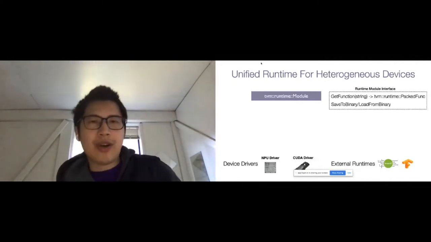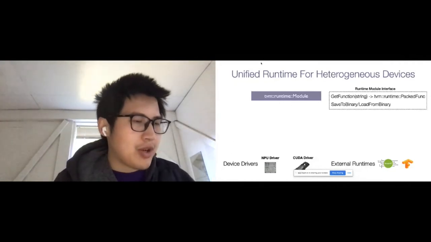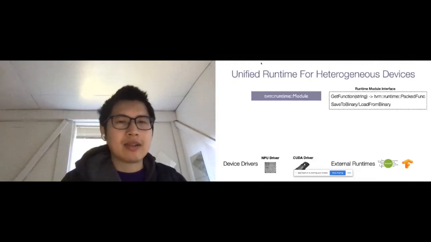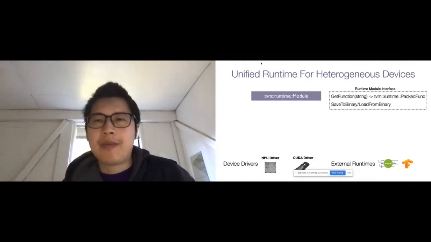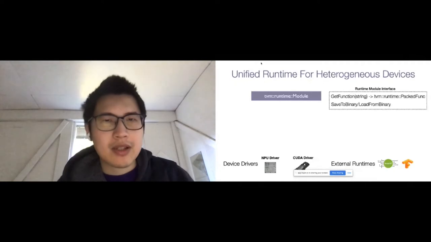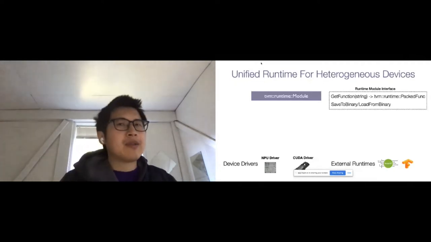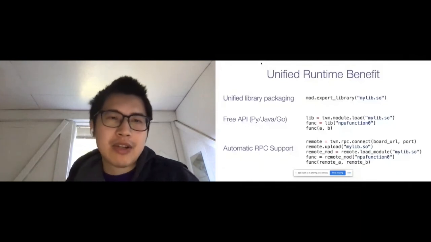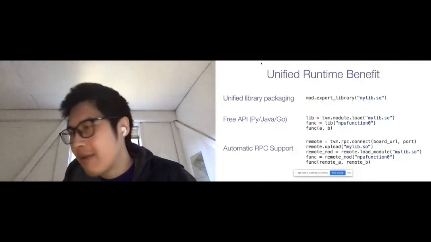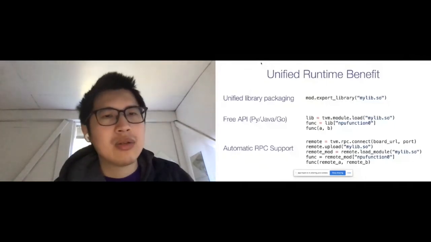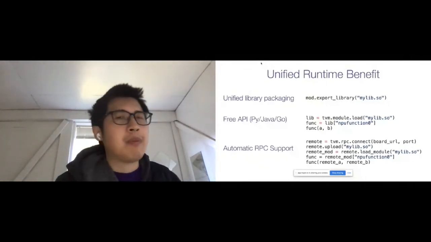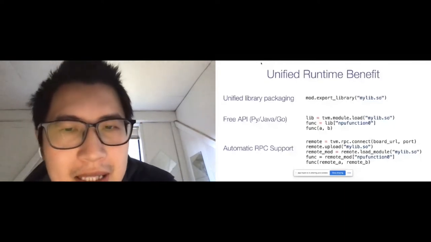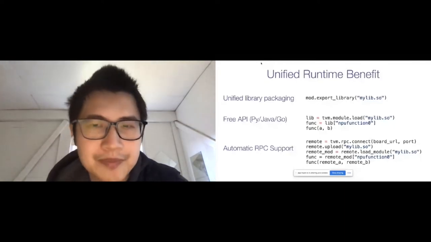So by having this unified runtime, we'll be able to generate programs that run on multiple devices, including CPU, GPU, and NPU, very effectively using a single interface. It also gives you some free benefits. TVM has language bindings for all the major languages, including Python, Java, and Go. We even have a WebAssembly interface that allows you to directly call from a web browser. And you can directly get those free API bindings by making use of the unified runtime.